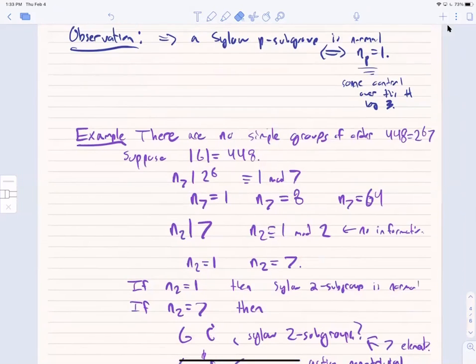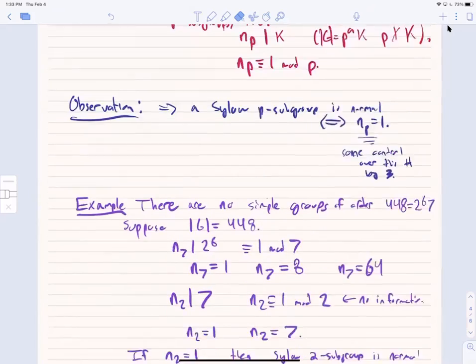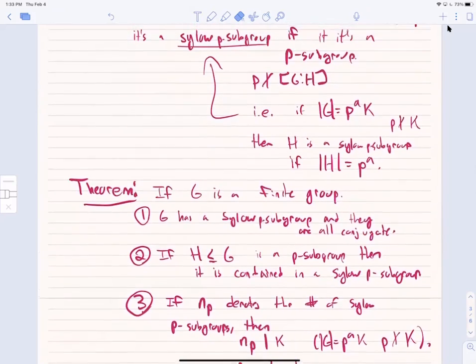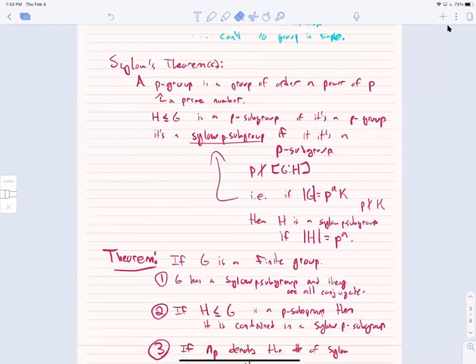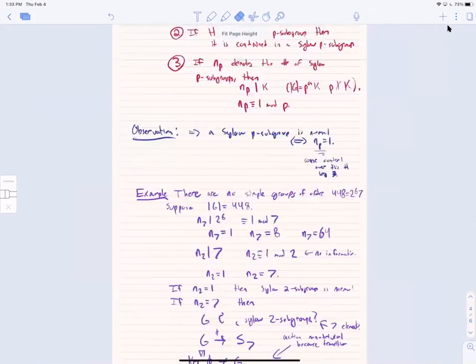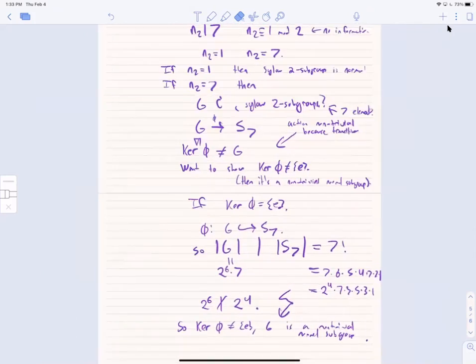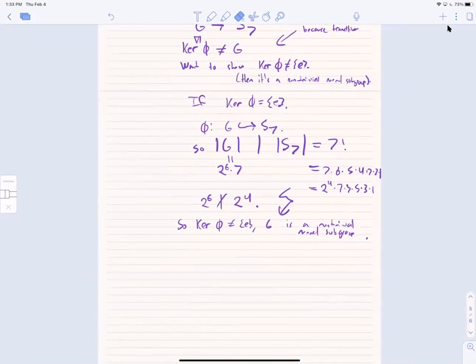It's an amazing way you can get structure out of nothing. I think this is a nice example of the way mathematics structures things that don't appear structured. Anyway, that's a good example of how you can use the Sylow theorems.